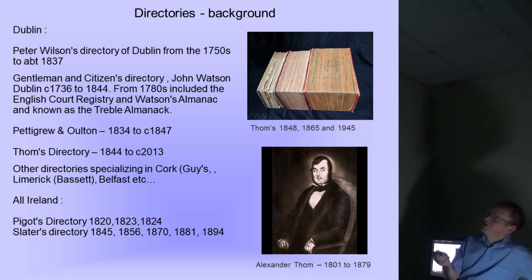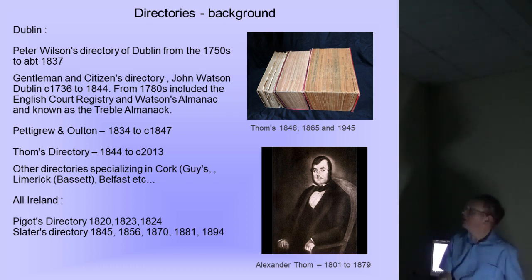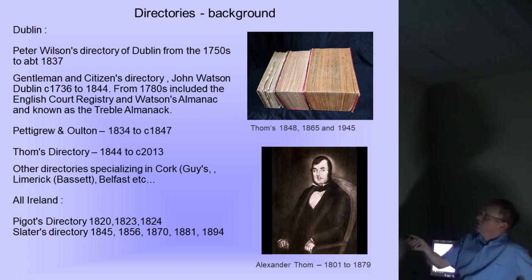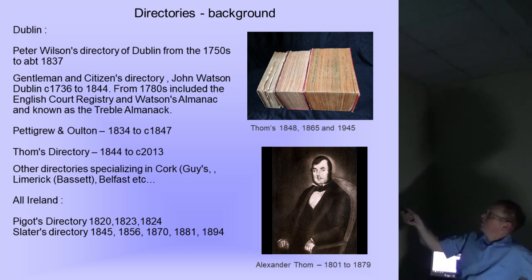Dublin, best represented starting in the 1750s. That's just Thom's Directories to show that they got bigger, not just in format, but also in number of pages. So that's the first Thom's and the centenary edition in '45, and you can see they get bigger all the time. That one is a couple more than a kilo.